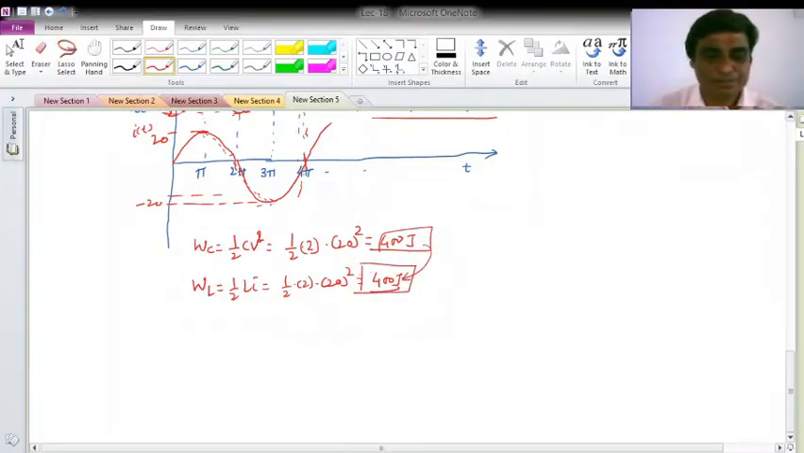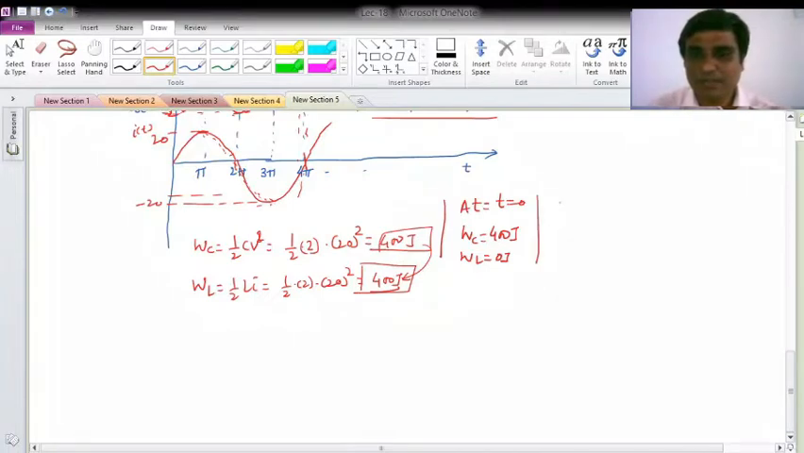Okay, so what I want to say is, at t equal to 0, what is happening? The energy stored in the capacitor is 400 joule, whereas the energy stored in the inductor is 0 joule. Okay, and now when t progresses and at t equal to pi, what is happening? The energy stored in the capacitor is 0, whereas the energy stored in the inductor is 400 joule.